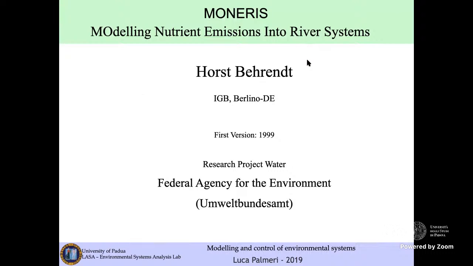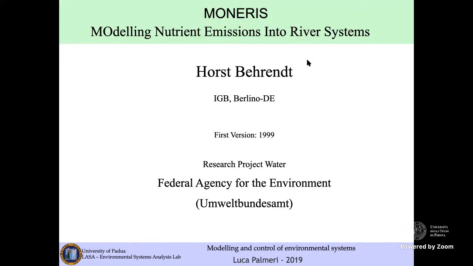So these are the basic information or very basic definition we employ or we need for building a GIS model. Now let's give a look to a specific model that is called MONERIS. It is the acronym for Modeling Nutrient Emissions into River Systems.